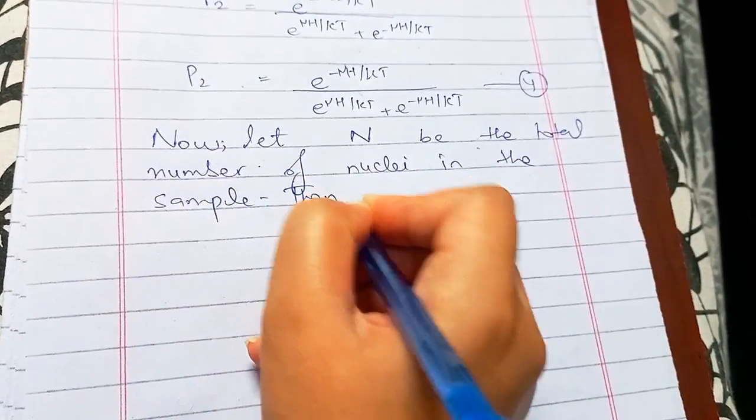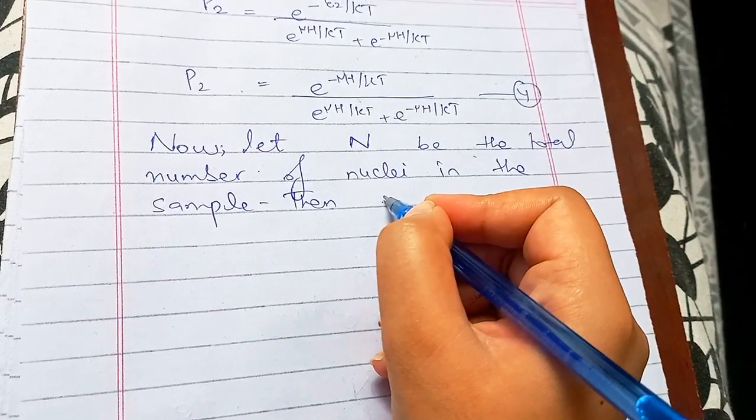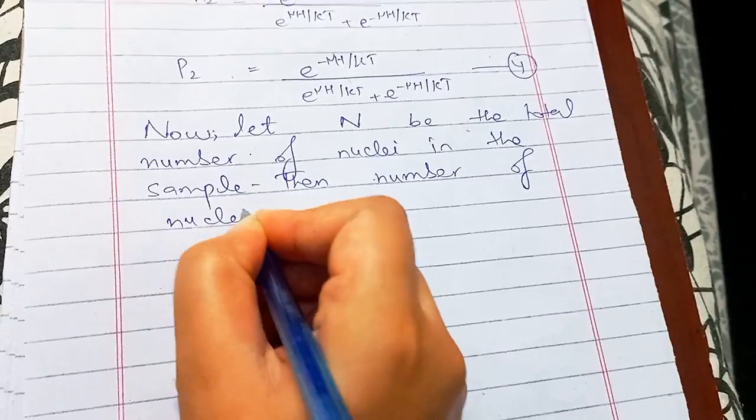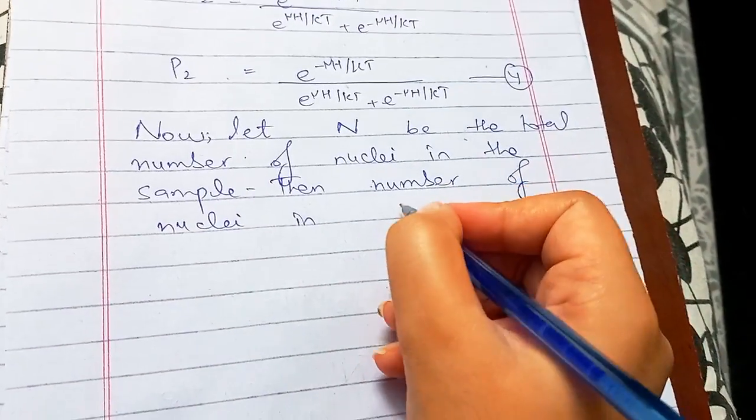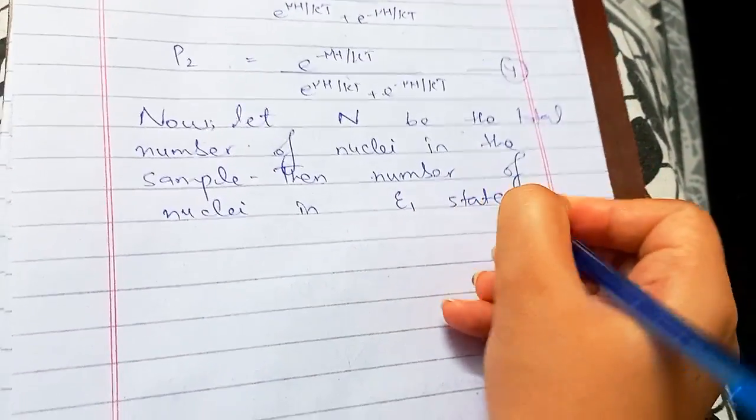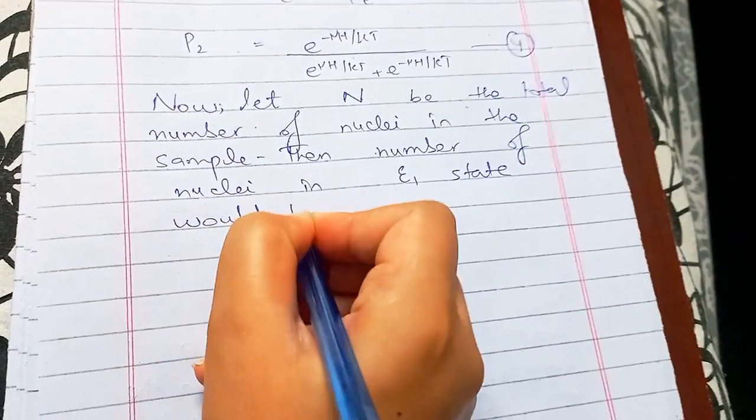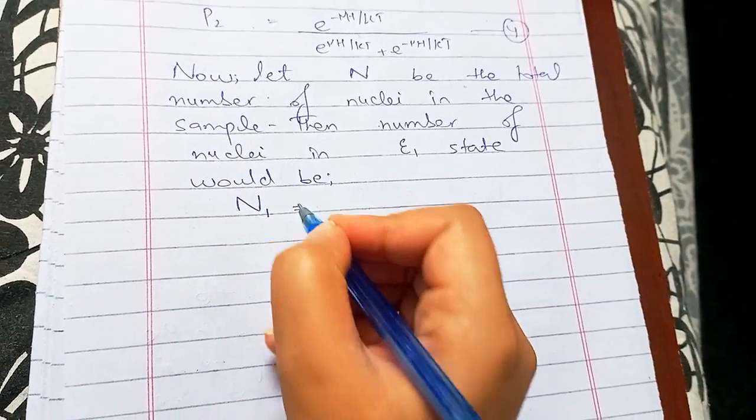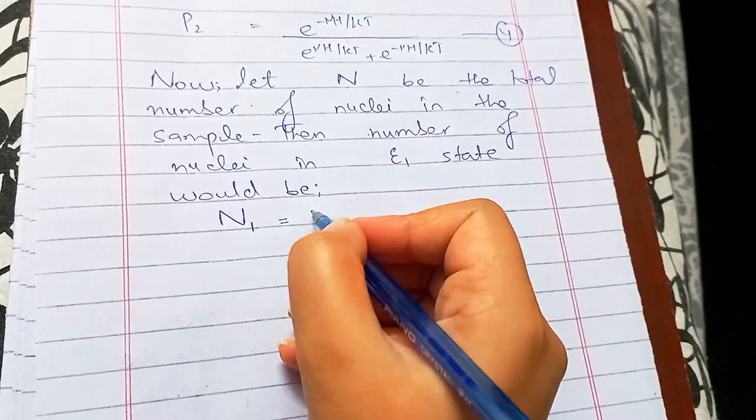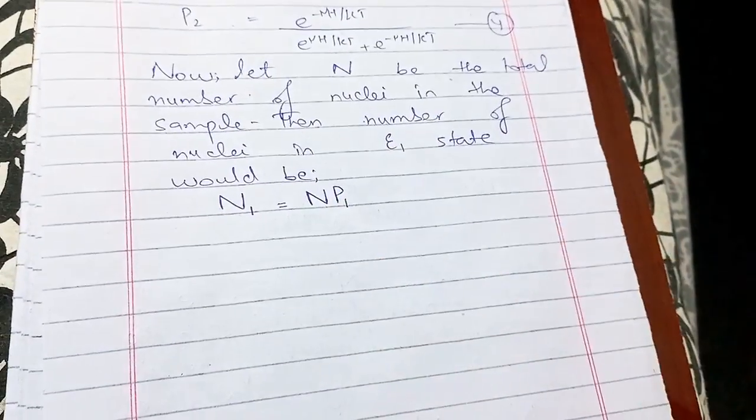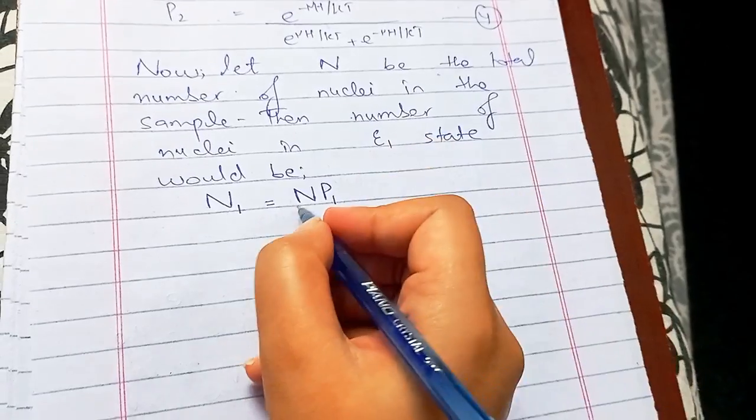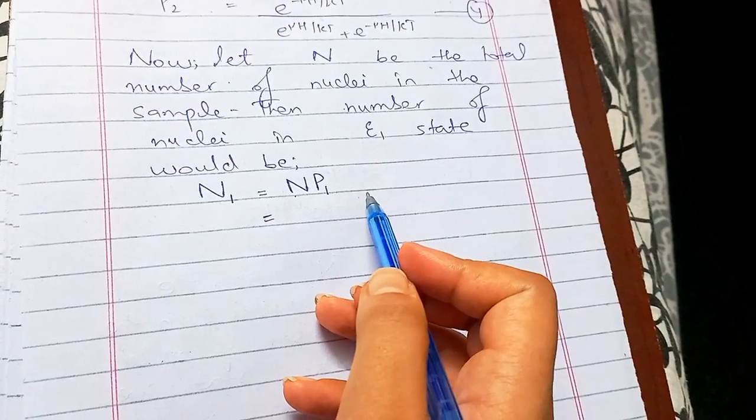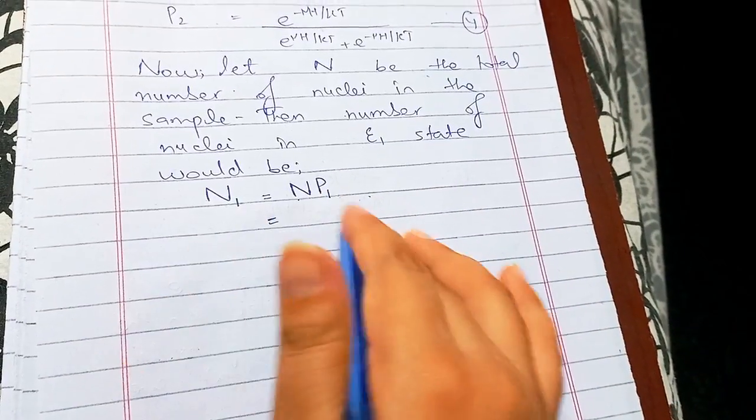Then the number of nuclei in E1 state would be, let's say we call it n1, which is the number of nuclei in E1 state, equals capital N multiplied by P1. Okay, this is the number of nuclei. If we multiply the total number of nuclei with the probability of nuclei to be in E1 state, then it will give us the number of nuclei in E1 state.